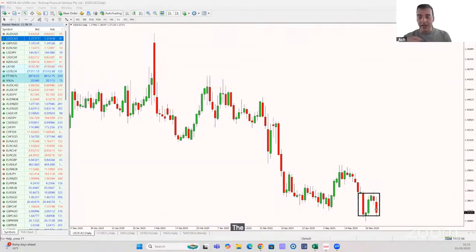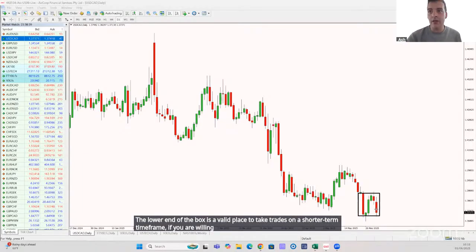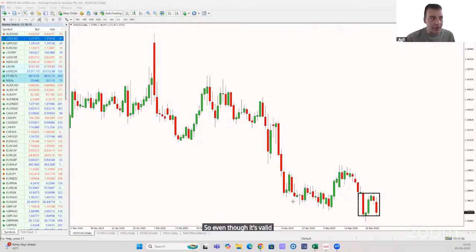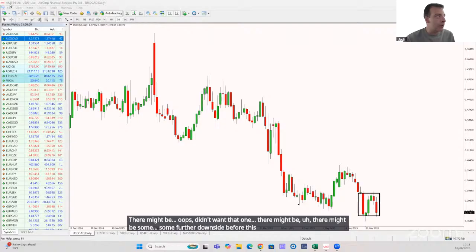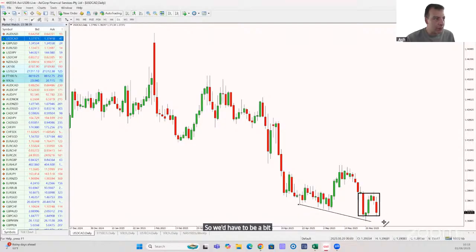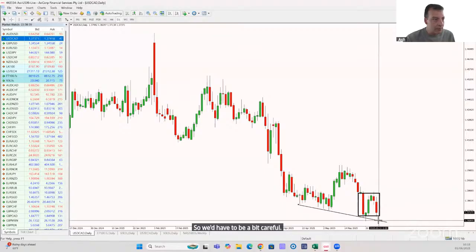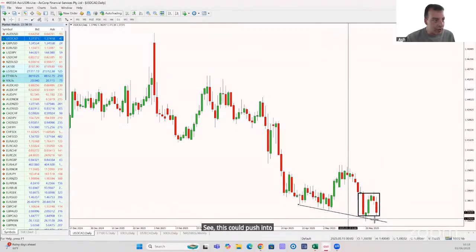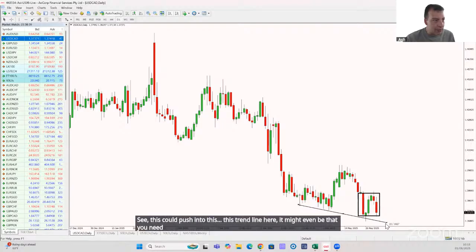The lower end of the box is a valid place to take trades on a shorter term time frame if you are willing to either widen the stops or get in a couple of times, because you might not find the absolute low. Even though it's valid down here because of the analysis, there might be some further downside before this genuinely turns around. So we'd have to be a bit careful. This could push into this trend line here. It might even be that you need to put your stops under these levels.